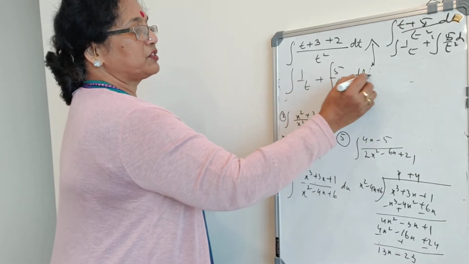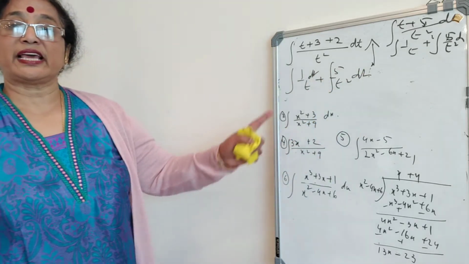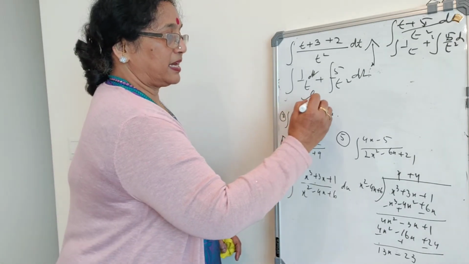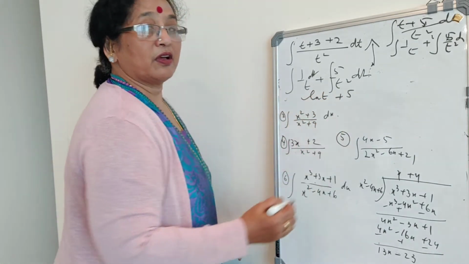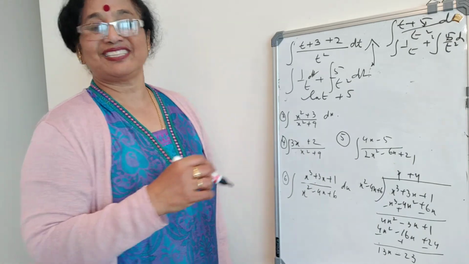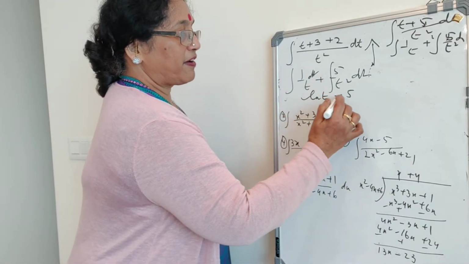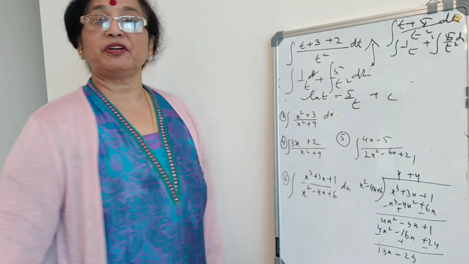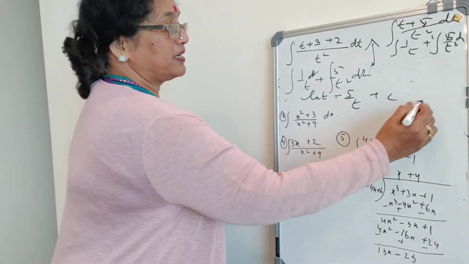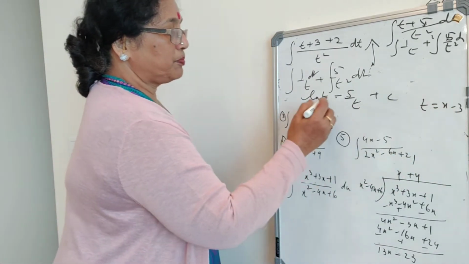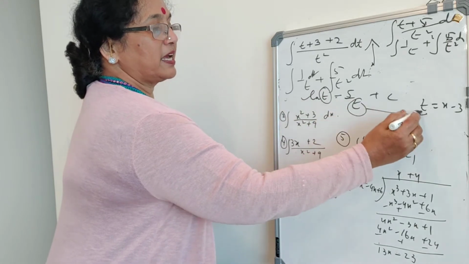And you know what is the integration of both, right? This is ln t, and 1 by t square integrates to minus 1 by t, so this is minus 5 by t, plus c. And now you put t, what was t? x minus 3. So put in this place t as x minus 3.